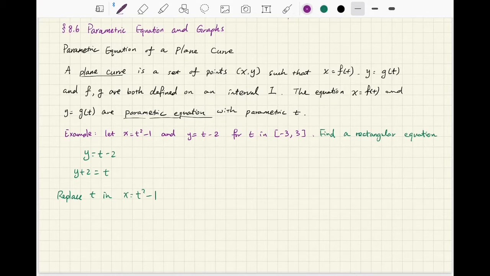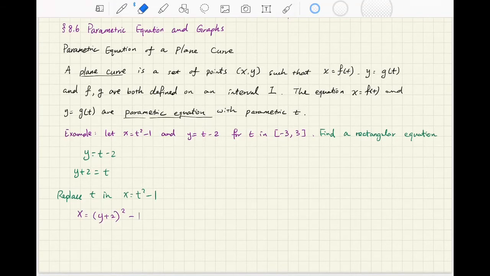So I'm changing the color. x becomes y plus 2 squared minus 1. Okay, and that is the answer for the rectangular equation. However, we only converted the rectangular equation using the two parametric equations. We haven't talked about the interval.